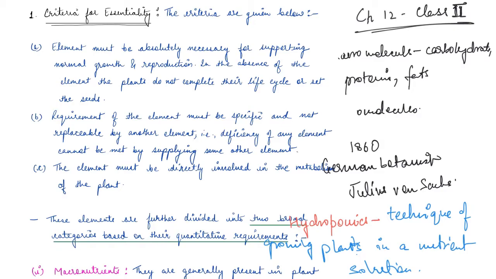The third one is the element must be directly involved in the metabolism of the plant, right? So basically these elements must be required for metabolism of the plant. Now on this basis, guys, elements have been divided into two broad categories. This category is on the basis of quantitative requirement, in what quantity they are required.